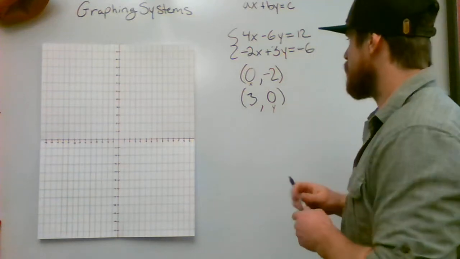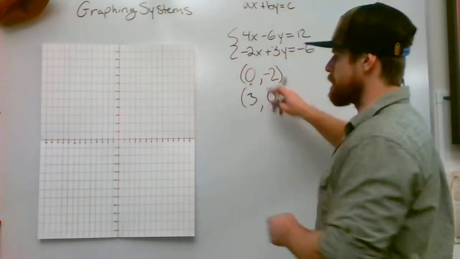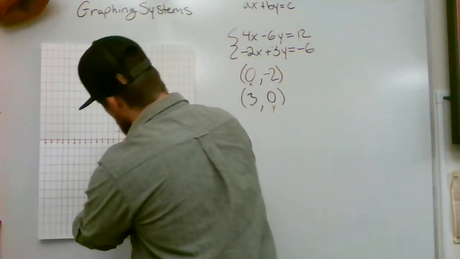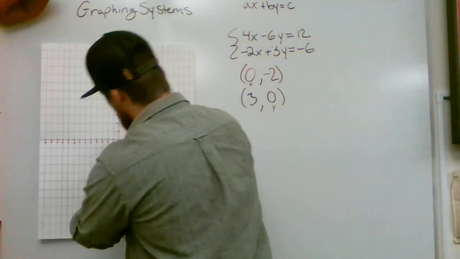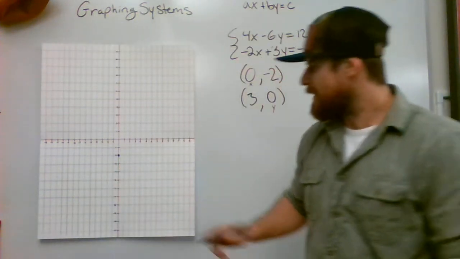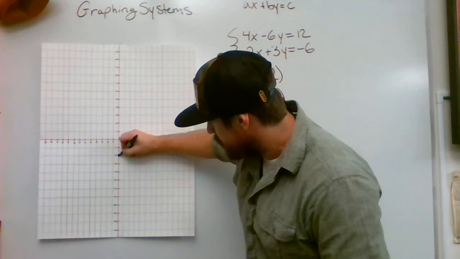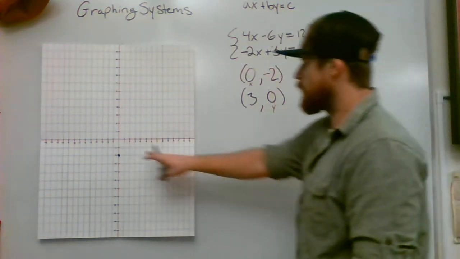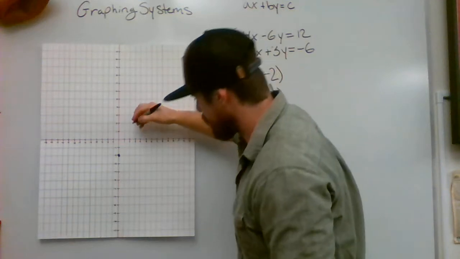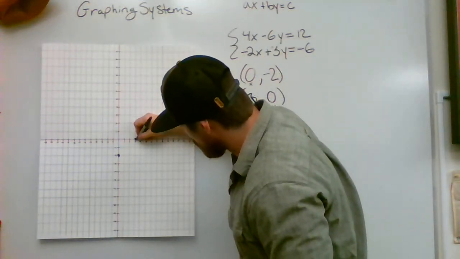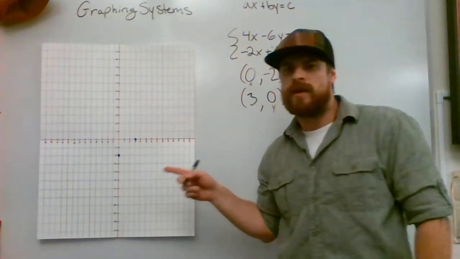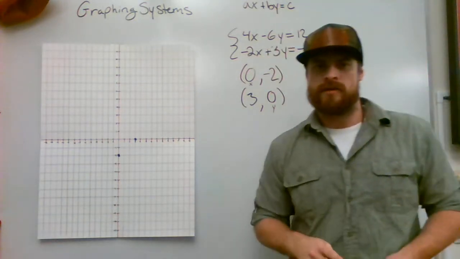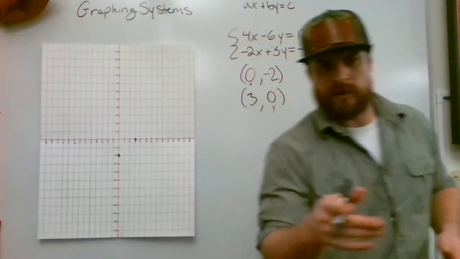Okay, so watch as I go through this. 0, negative 2: 0 to the right, 0 to the left, down 2. Mark my point. That first dot is my first intercept, specifically my y-intercept. 3, 0: 3 over, 0 up or down would be right here. Now if I connect those two dots, I'm going to create the line of the equation that we just plugged zeros in for. I forgot my ruler again. Let me go grab that real quick.